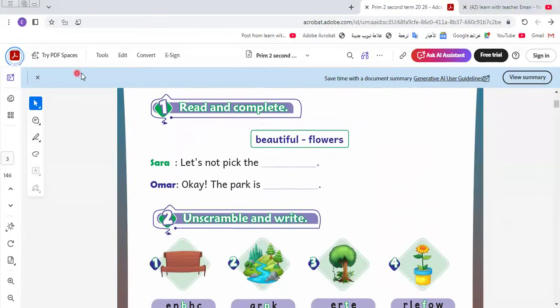Let's answer this question together. Here we say, let's not pick the flowers. Clever pupils, I'm listening to you saying flowers. So concentrate with me during the lesson. Pay attention. You paid attention with me while I explained. Omar says, okay, the park is what? Beautiful. So I write here: is beautiful.